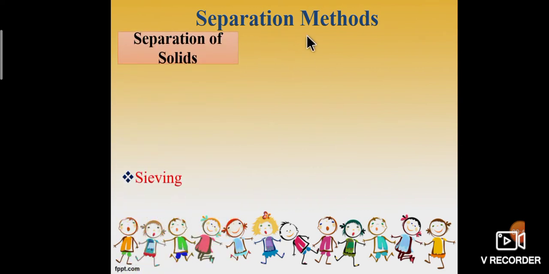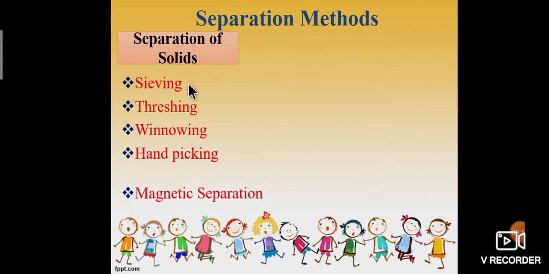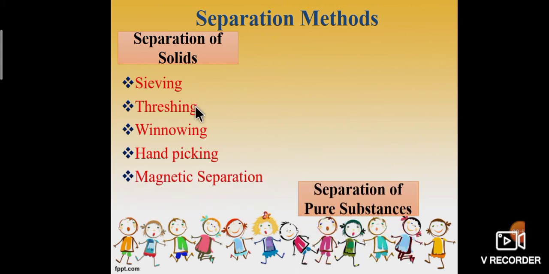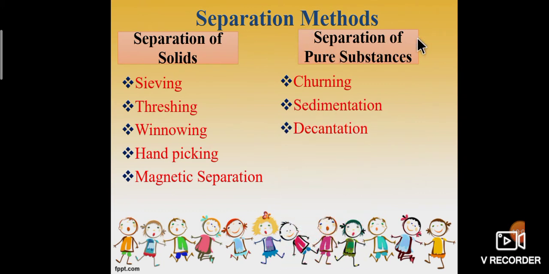There are two categories of separation. First one, separation of solids. Second one, separation of pure substances. In separation of solids, the following methods have to be followed. First one, sieving. Second one, threshing. Third one, winnowing. Fourth one, hand picking. Fifth one, magnetic separation.